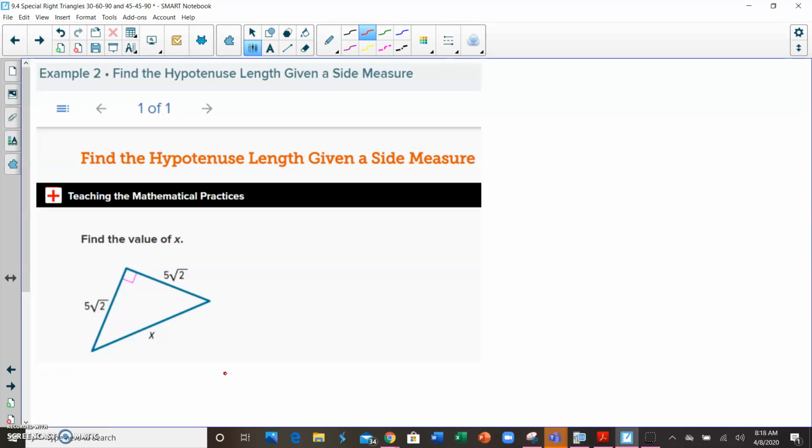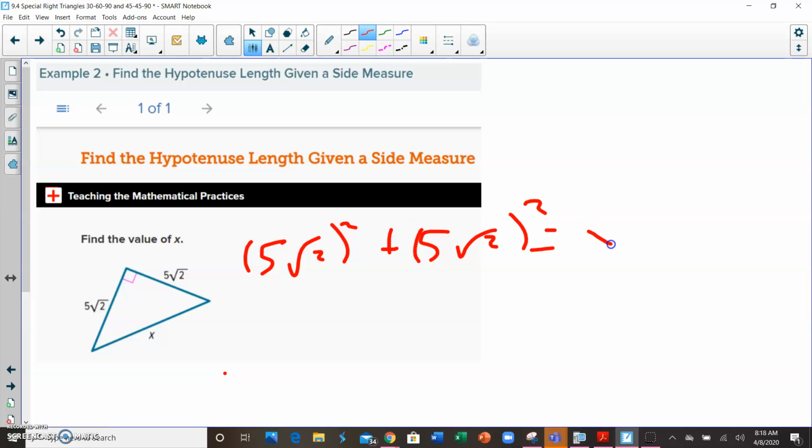For the next problem, if you notice, this side is the same as that side. If you have two sides, you already know how to figure out the third side anyway. If it's a right triangle, you just do a squared plus b squared equals c squared. So we're going to do 5 root 2 squared plus 5 root 2 squared is equal to x squared. So 5 times 5 is 25. The square root of 2 times the square root of 2 is 2. You can do that in your calculator, or 2 times 2 is 4, and the square root of 4 is 2.